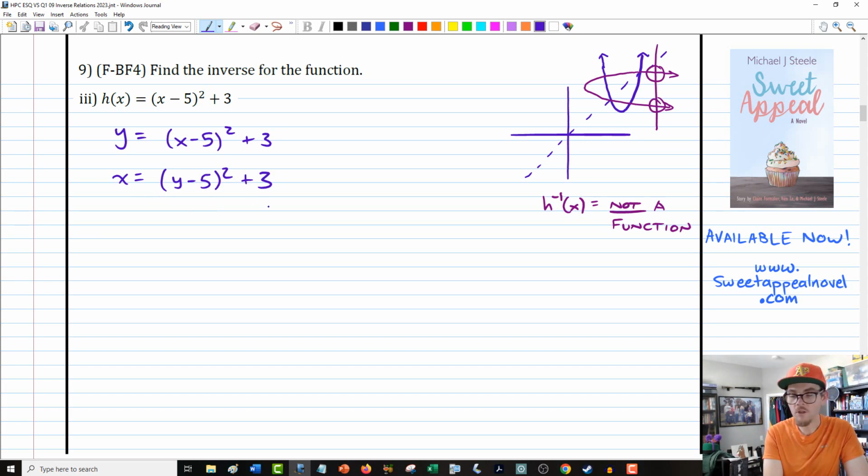But in our case, we have what we're looking for. Now we need to solve for y. So the first move is pretty straightforward. We're going to get x minus 3, and all that's going to be equal to y minus 5 squared. But now here's our next move.